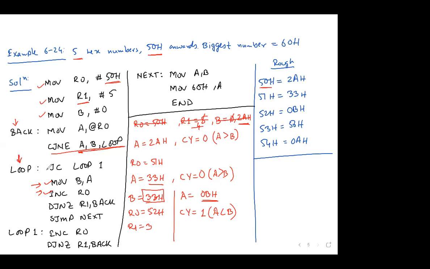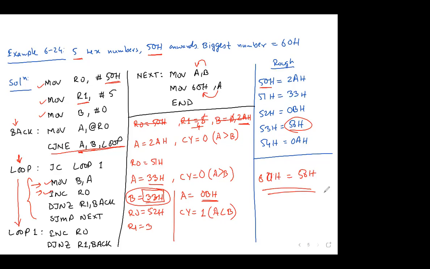After this, we come to this loop. Jump if carry to loop one. So now from this line, we'll directly go to this loop one. We'll not perform these operations. So in loop one, we simply increment R1 and decrease R1 and we jump back. So you see, at the end of this code, the largest value will be stored in register B. Finally the largest value will be 56H, so that will be stored in register B. So we are moving that to the accumulator. Then from the accumulator, you are again moving to 60H. You can directly move it to 60H also, doesn't matter. So finally your 60H will contain the value 56H.